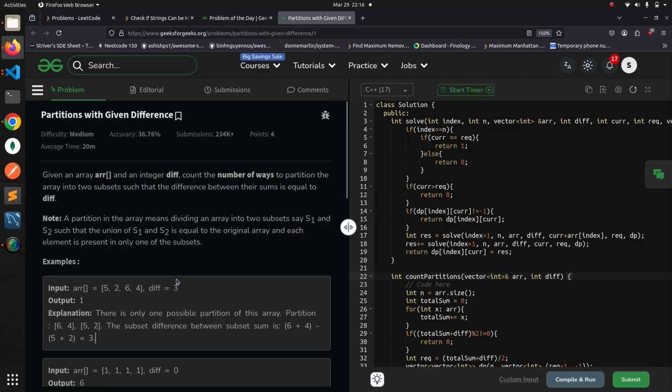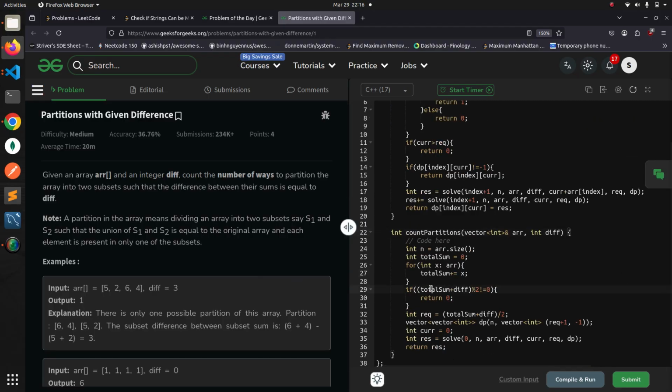So what we are given, let's say we have partitions S1 and S2. S1 plus S2 equals the total sum of the array. So this is one equation, and we have S1 minus S2 equals the difference. If we add both these equations, we will get 2 S1 equals total sum plus difference, and to find S1 we will have total sum plus difference divided by 2, and if it is not a whole integer, we will simply return 0.